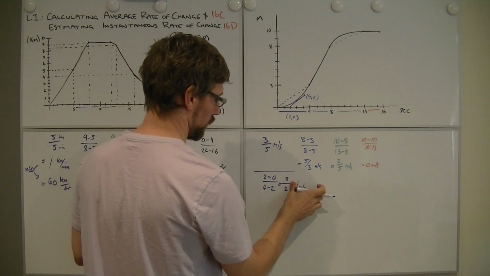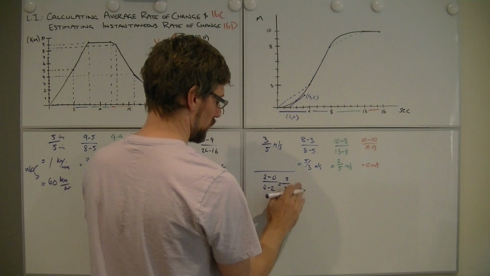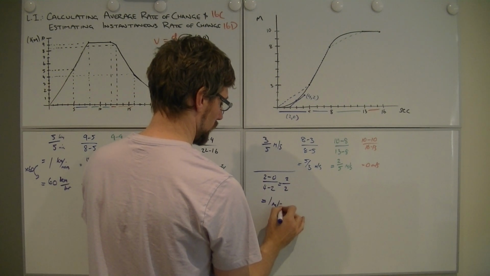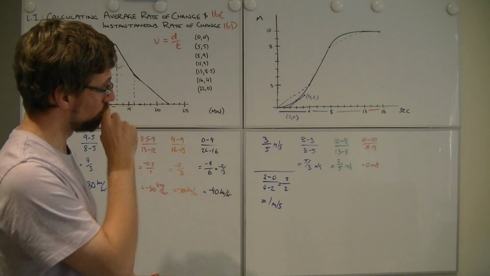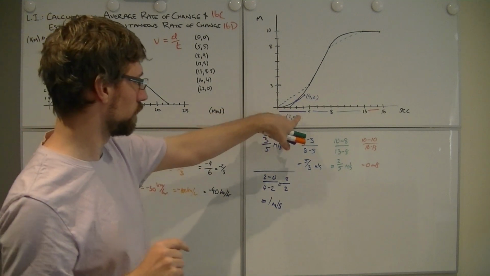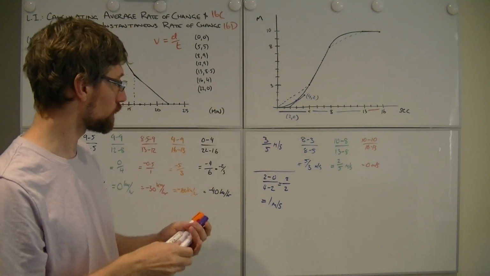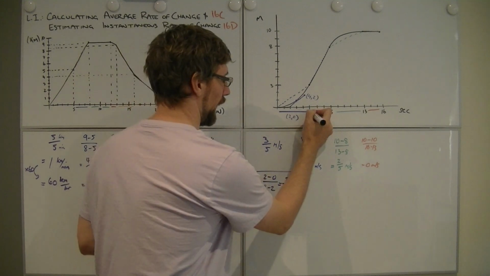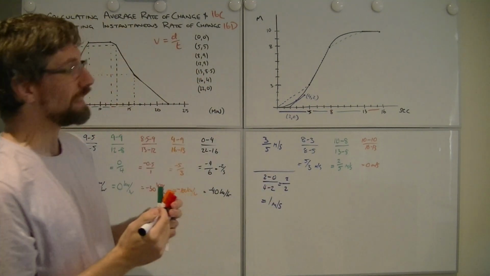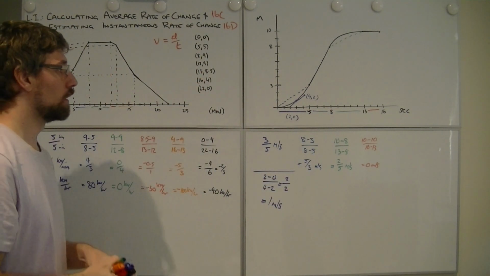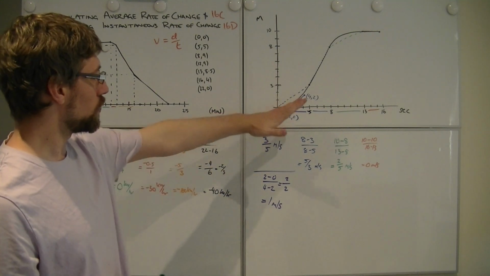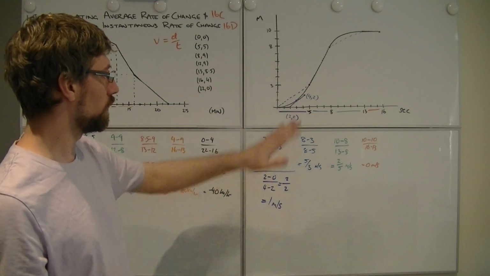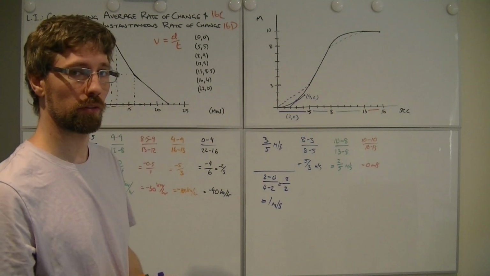Actually, let's write that on the next line down. So, at time 3 seconds, I can estimate my instantaneous rate of change. So I estimate my instantaneous rate of change is 1 meter per second at the time 3 seconds.